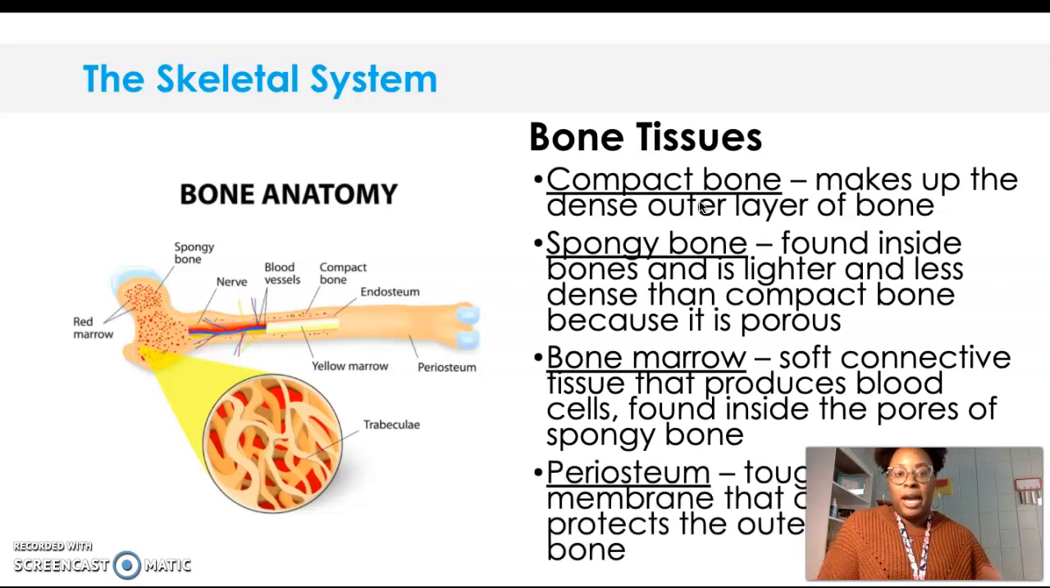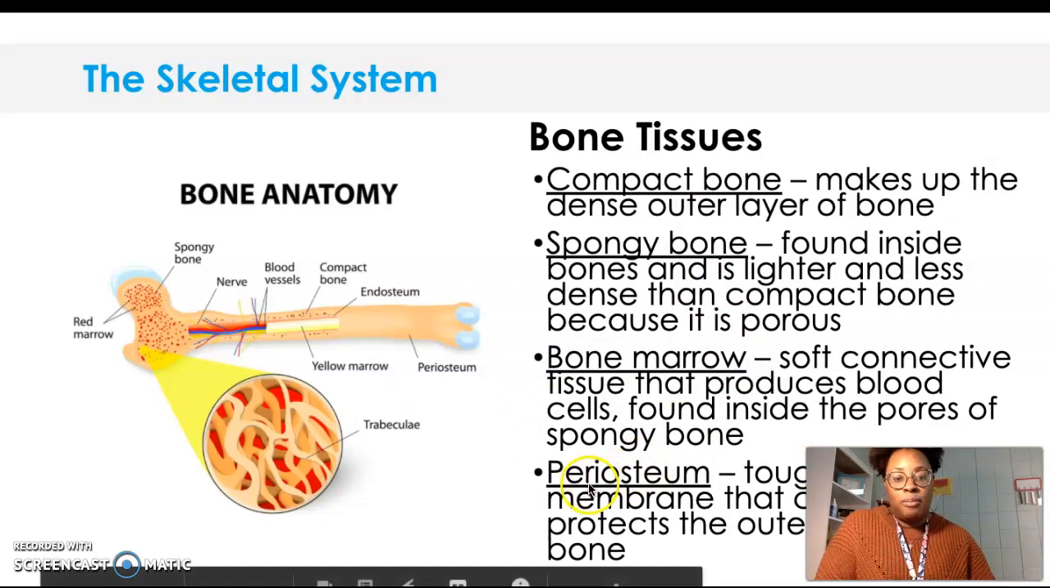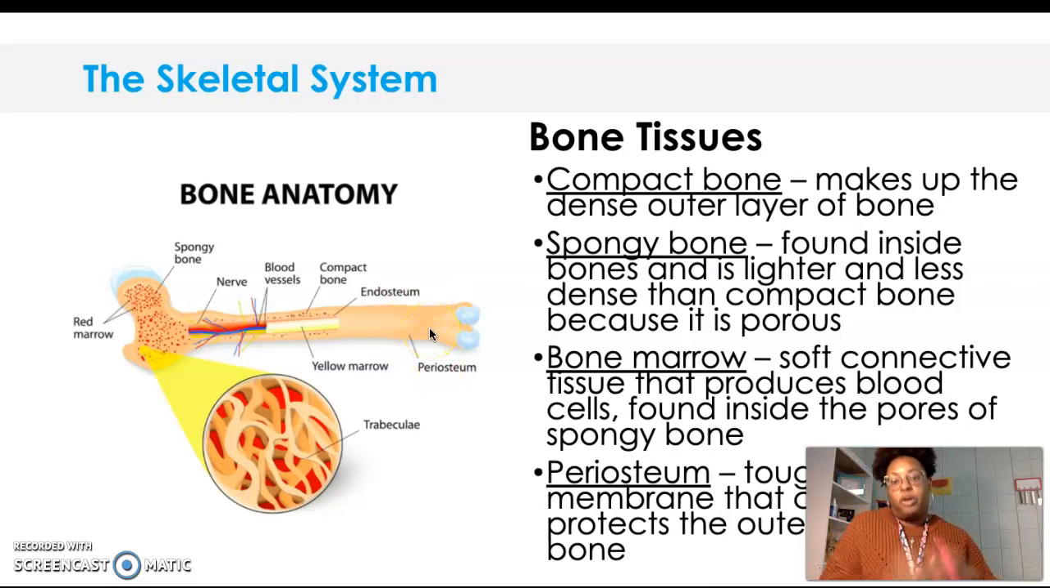All right, so then you've got bone tissues. So you've got compact bone, which makes up the outer layer. You've got spongy bone, which is on the inside. Your bone marrow, which is where your red blood cells are made, and your periosteum, which is like a tough fibrous membrane that covers and protects the outer surface of your bones. So out here, that hard part of your bones.